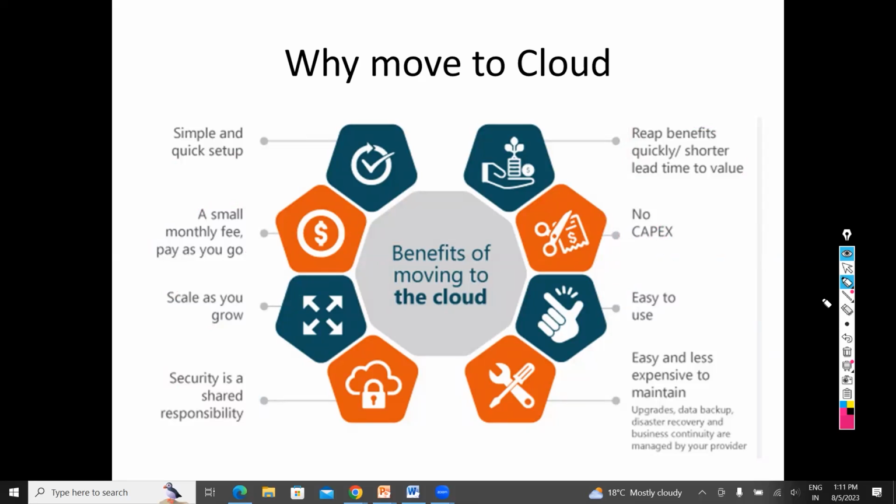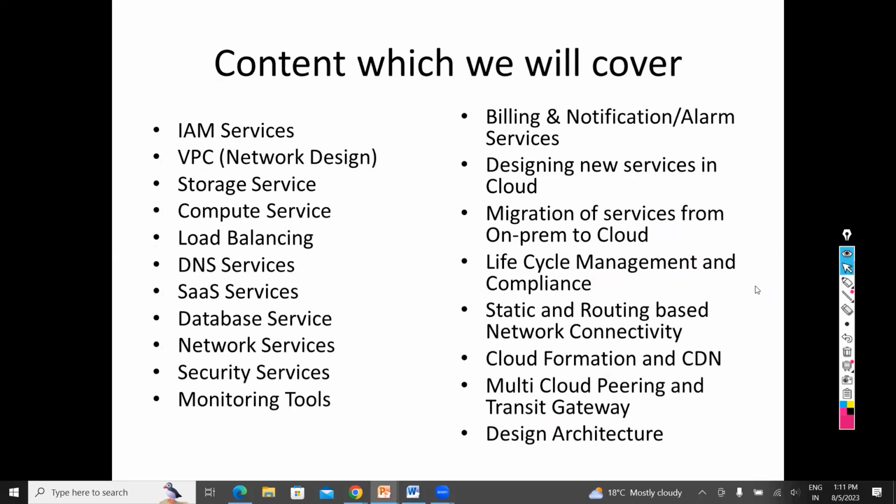Thank you. So the next thing we will cover in this course is that, right? This is very basic content, and I will explain it to you in detail. So in this, what we will cover is IAM services in the cloud, right? So what is this? Identity and access management services.